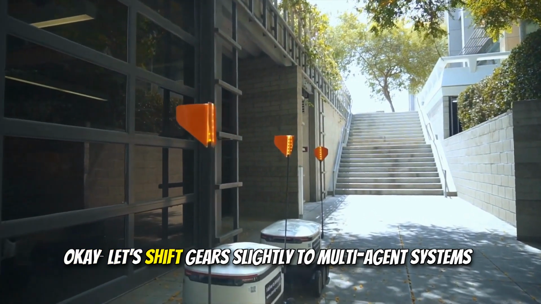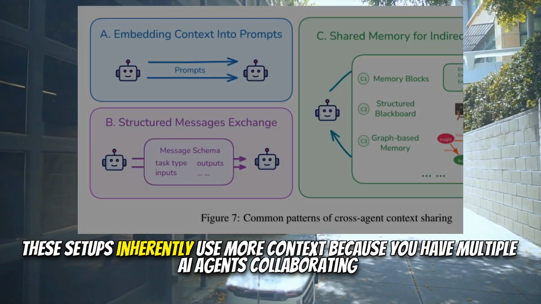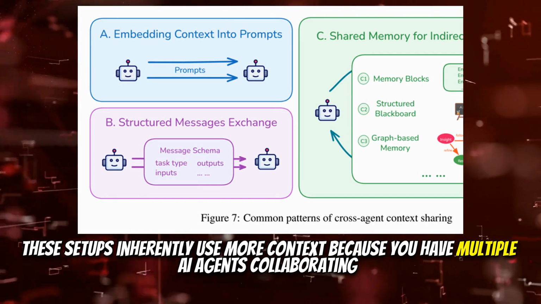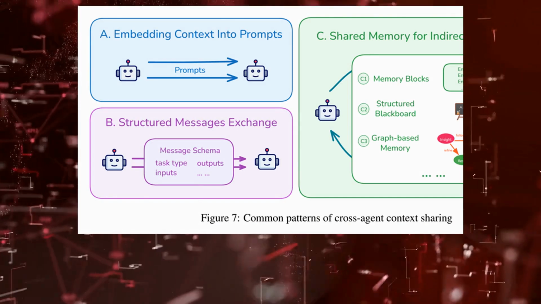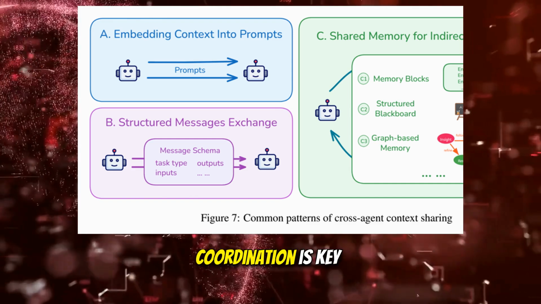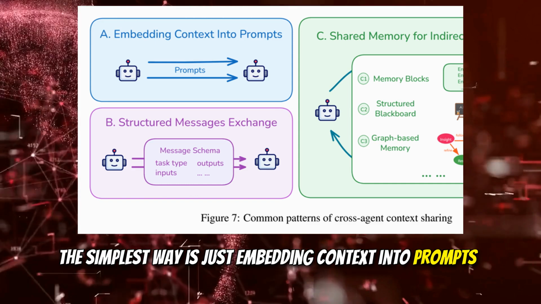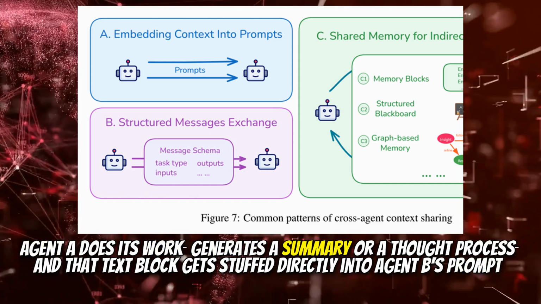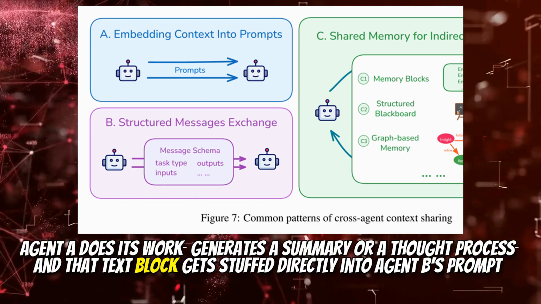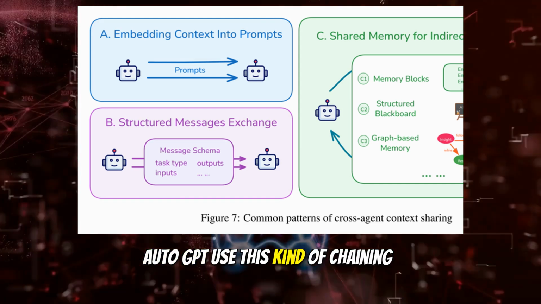Okay, let's shift gears slightly to multi-agent systems. These setups inherently use more context because you have multiple AI agents collaborating. How do they share and manage context effectively? Good question. Coordination is key. The simplest way is just embedding context into prompts. Agent A does its work, generates a summary or a thought process, and that text block gets stuffed directly into Agent B's prompt. AutoGPT used this kind of chaining.